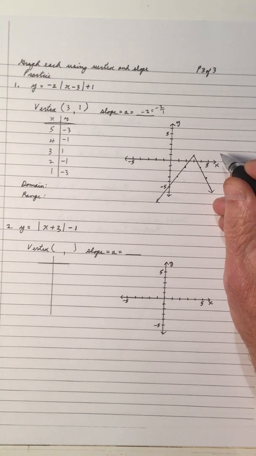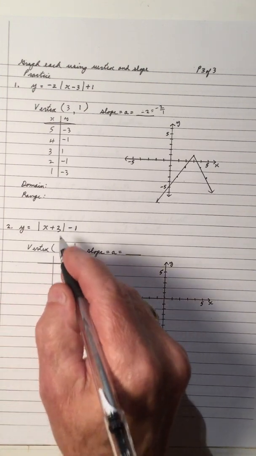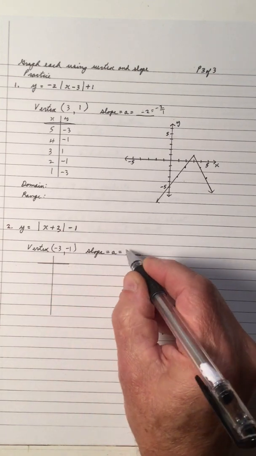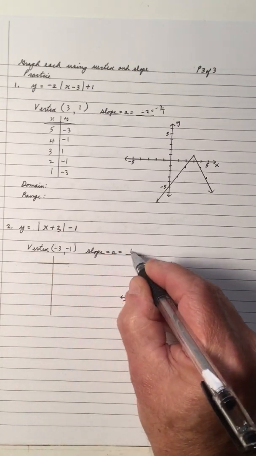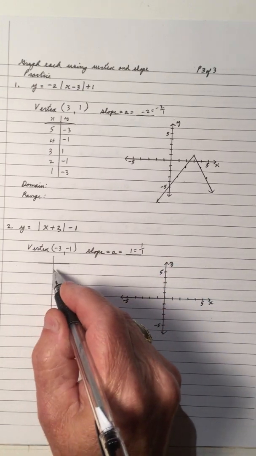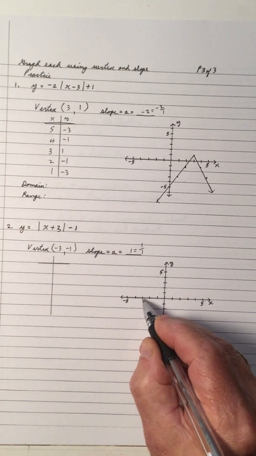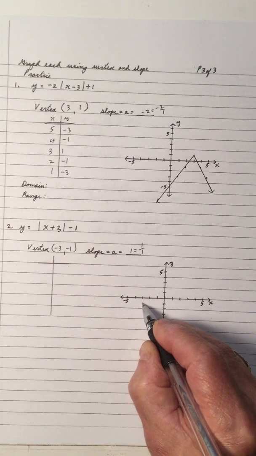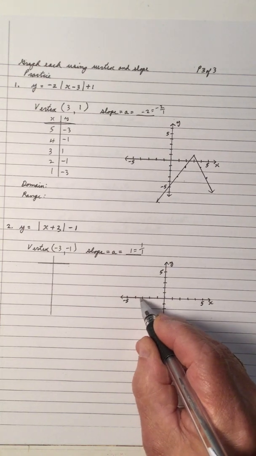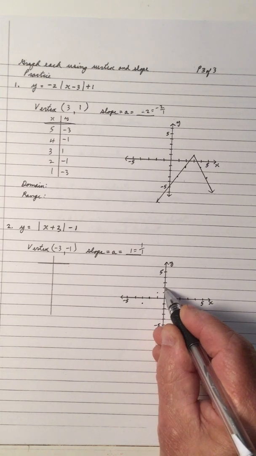Let's have a look at this one. Let's graph with the vertex. So the vertex here is x is 3, so that's negative 3, negative 1. The slope, there's a 1 there, so the slope is 1, which is 1 over 1. So let's graph with the vertex and the slope, and then we'll check it with the table of values. So the vertex, x is negative 3, y is negative 1. There's the vertex. So the slope is 1, which is 1 over 1. So up 1, right 1. Up 1, right 1. Up 1, right 1.